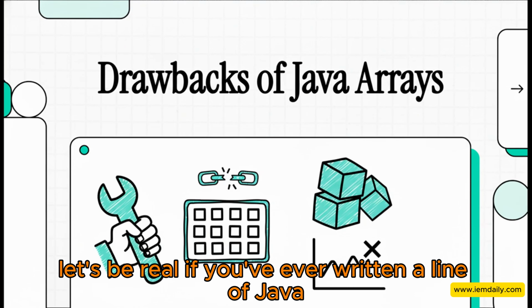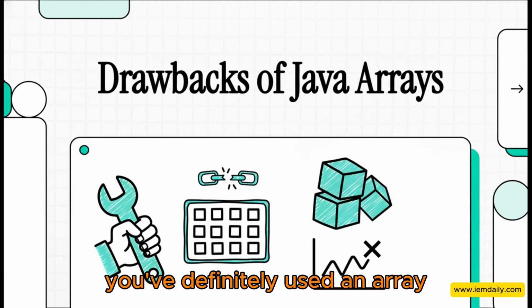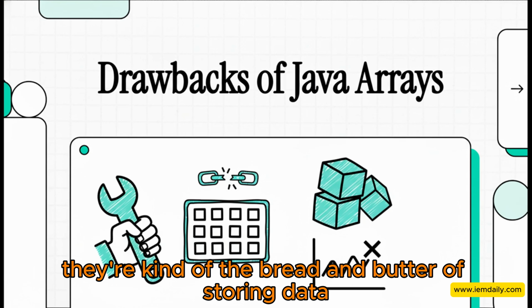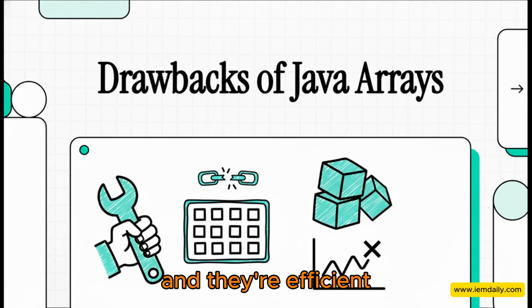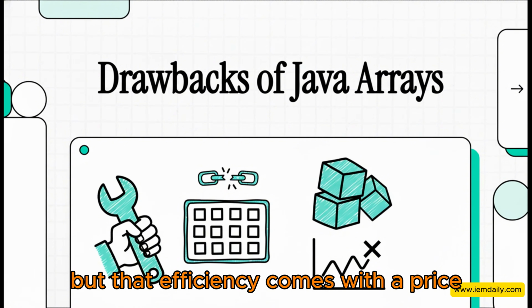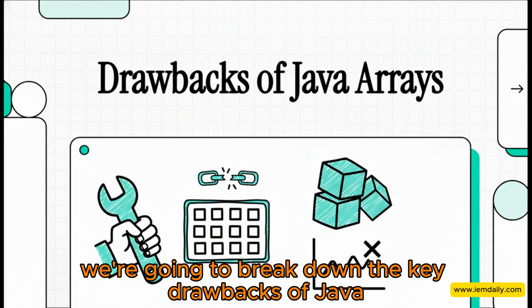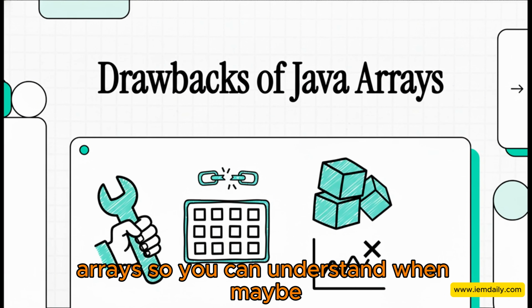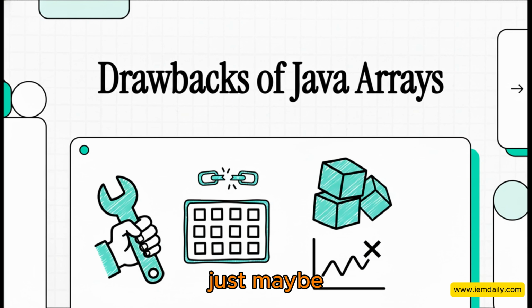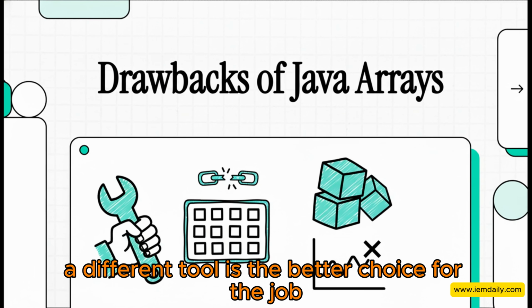Let's be real. If you've ever written a line of Java, you've definitely used an array. They're kind of the bread and butter of storing data. They're simple, they're fast, and they're efficient. But that efficiency comes with a price. In this explainer, we're going to break down the key drawbacks of Java arrays, so you can understand when, maybe, just maybe, a different tool is the better choice for the job.